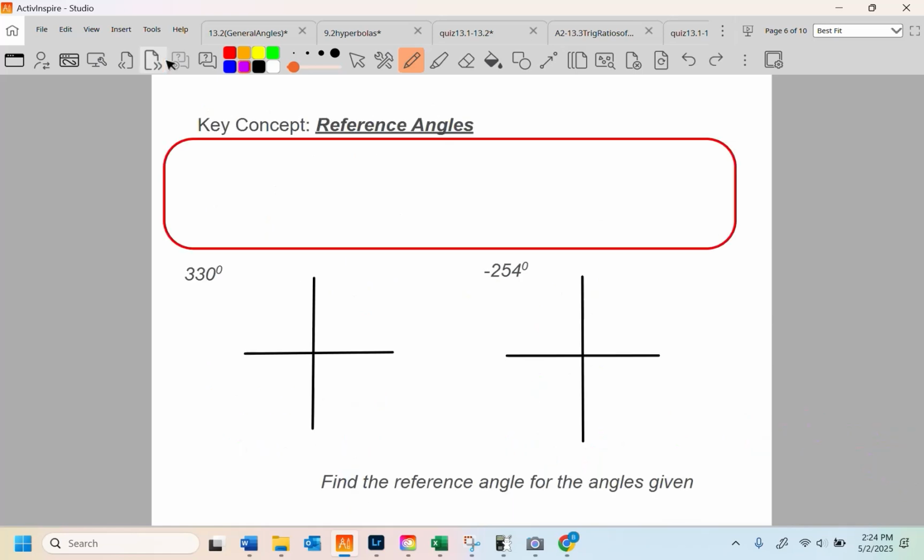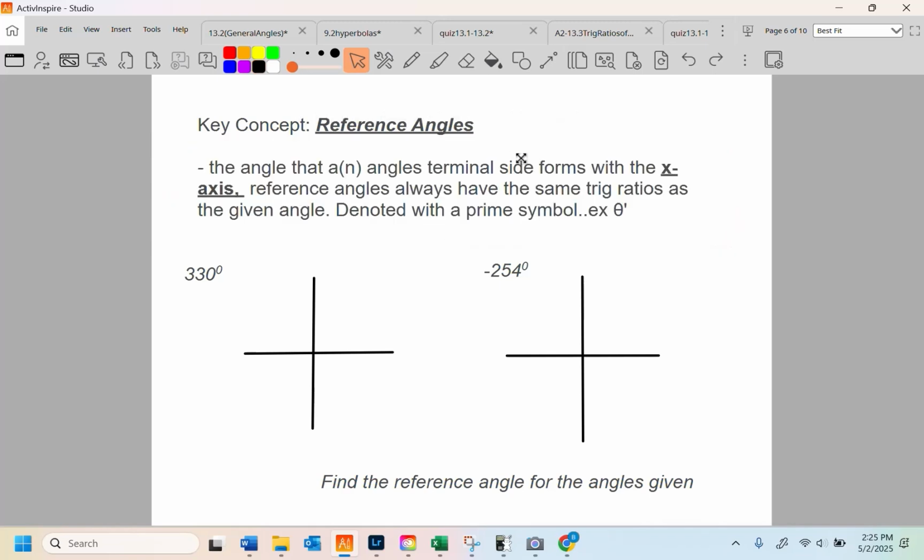Yes. And again, here's the key concept of the reference angles. I thought it was so important that I put it in your notes twice. The angle that an angle's terminal side forms with the x-axis. Reference angles always have the same trig ratios as the given angle. They are denoted with the prime symbol, example, theta prime, or maybe alpha, or maybe beta. Here, we'll let this one be beta. This is beta equals 330, and beta equals -254.